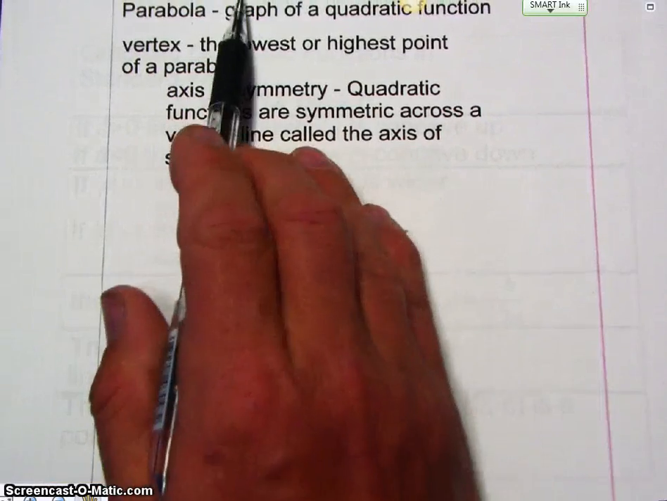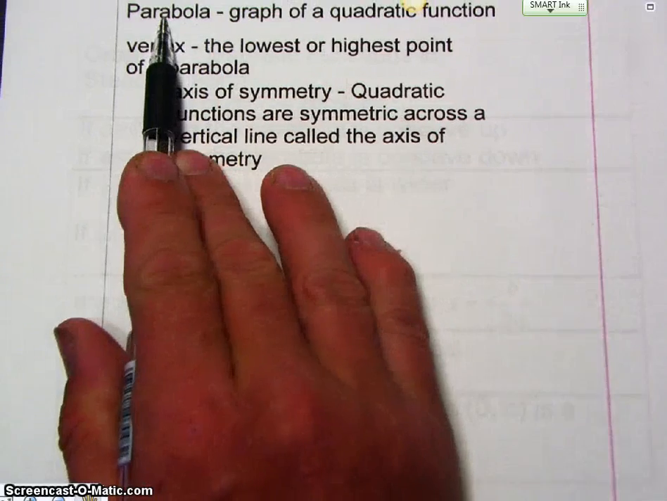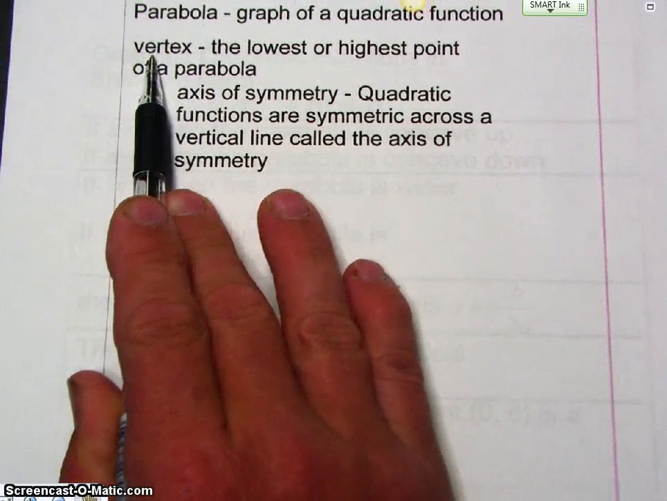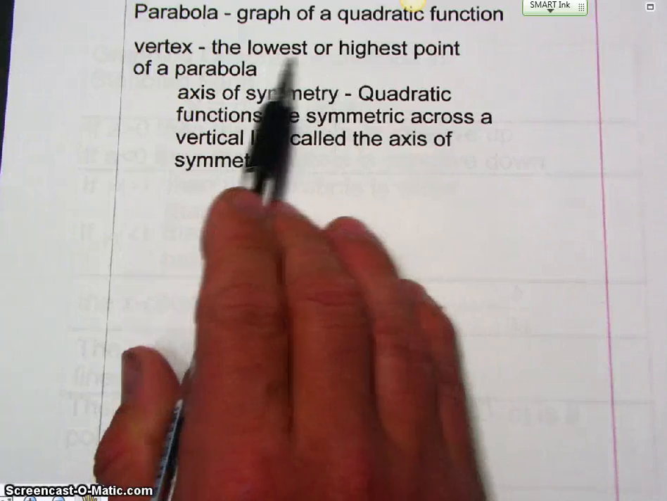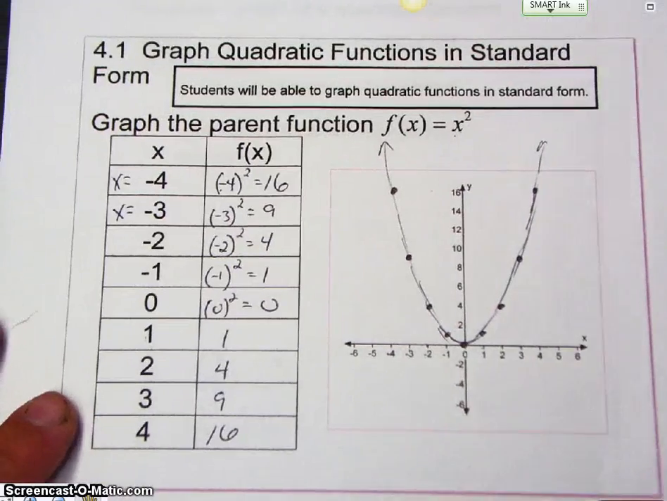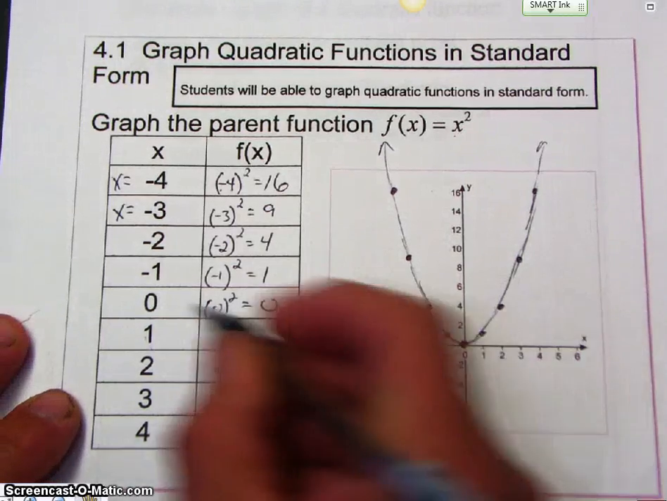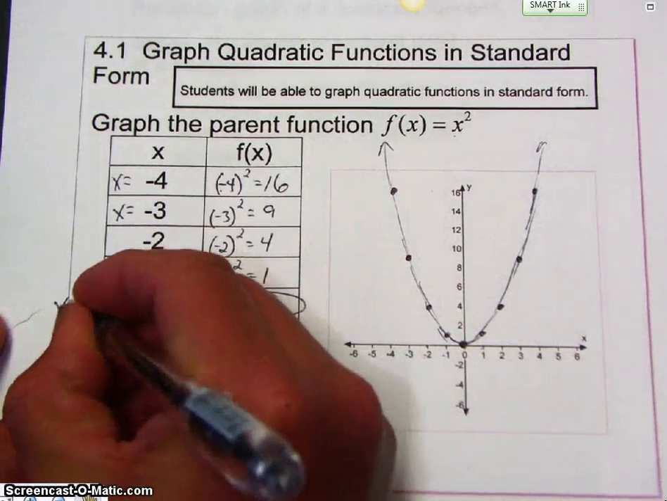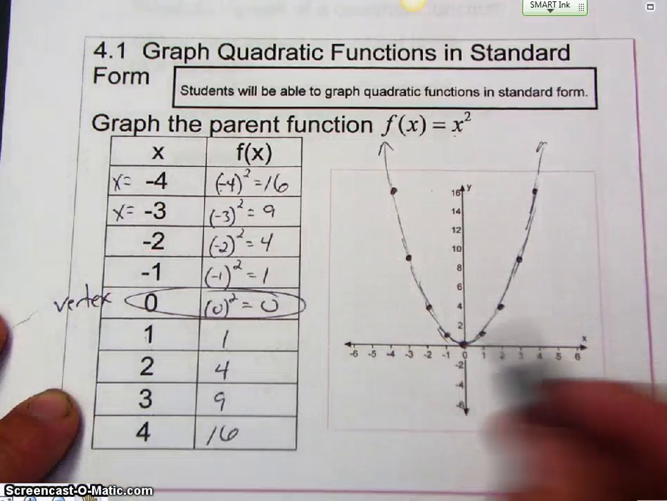Each quadratic, or each parabola, has a vertex. The vertex is the highest point or the lowest point. So for this one, my vertex is right here. This is my vertex because it's the lowest point.